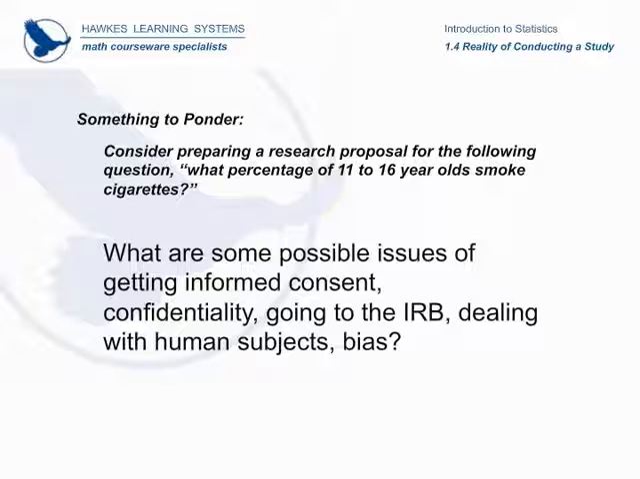And then biases, whether they're participant biases or research biases. What things are present that might lead the conclusions in one direction or another? What might make the conclusions prejudicial? What might make the conclusions go in one direction or the other? Those are biases. These are all things we have to ponder, we have to think about when we're going to conduct research.